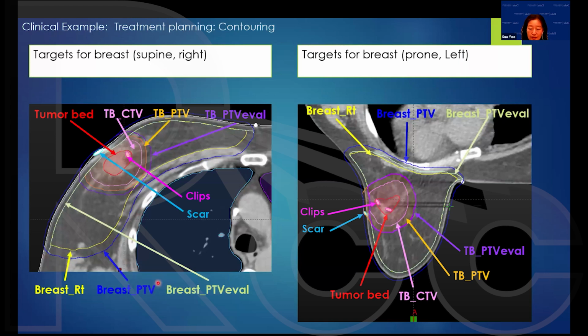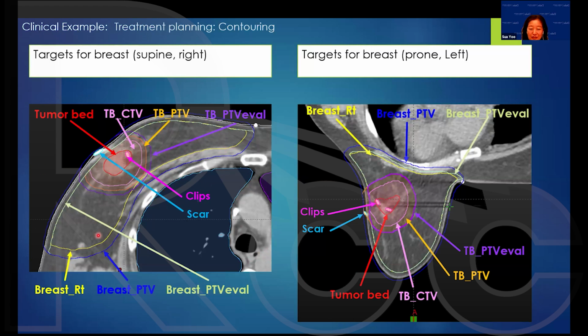This is a supine case, tumor bed, and there's a clip and scar. We always contour the tumor bed CTV with a certain margin, usually 1 or 1.5, and I think physicians decide what they want, and that's kind of consistent, from physician to physician or within the institution, we make it consistent. For this specific case, I don't know if you noticed, PTV, yes, we expand from CTV. PTV eval should be exactly the same as PTV, except the skin area and the muscle area. But this case is not correct. I think it's probably testing.